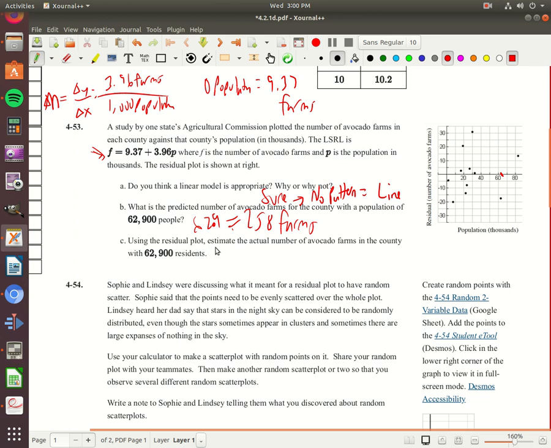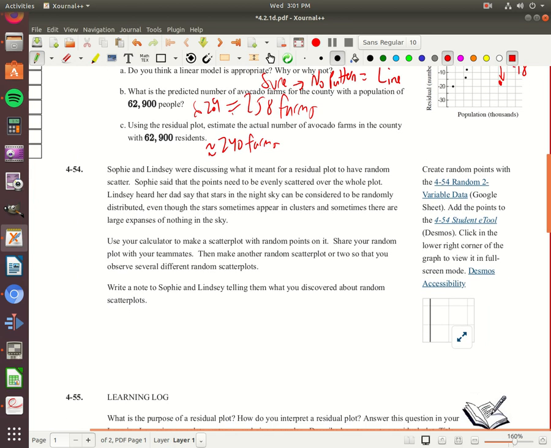So using the residual plot, how many farms were there actually? Well, this number right here, where this line hits, is my prediction. It's 258. So you can see my residual looks like it's like -18. So there's actually 18 less than there should be, or 18 less than I predicted. So there's only 240 farms about. I really think this is a great question to help you understand what a residual plot is and how you can use it and how it works backwards and all that good stuff. So hopefully you didn't miss what just happened there.